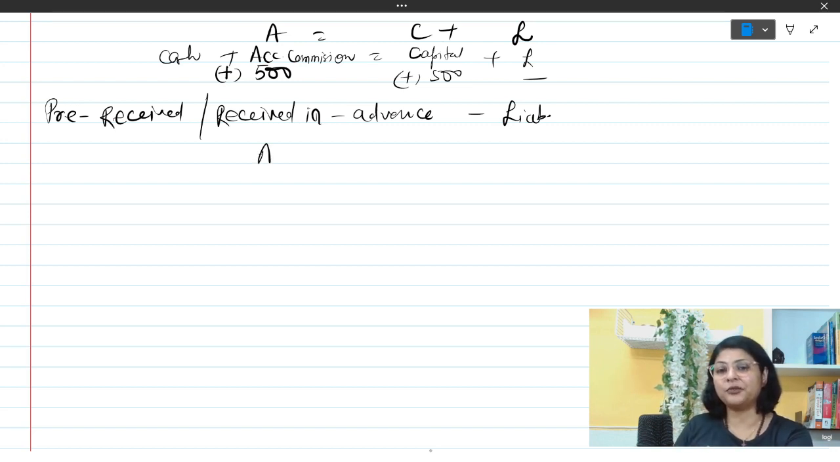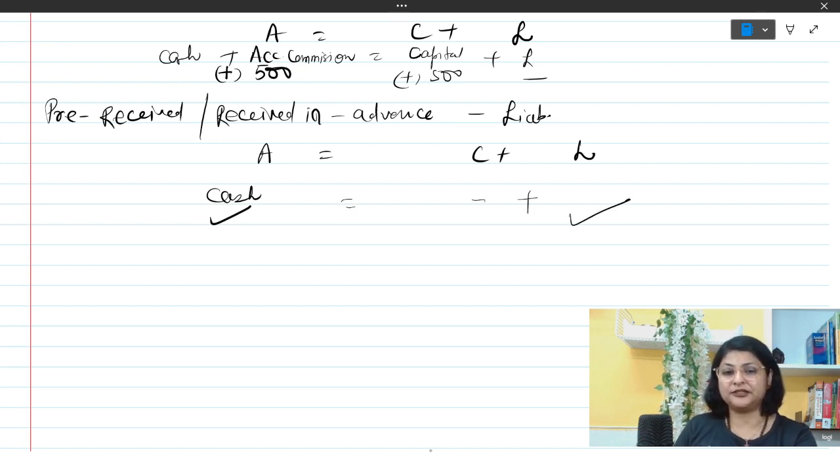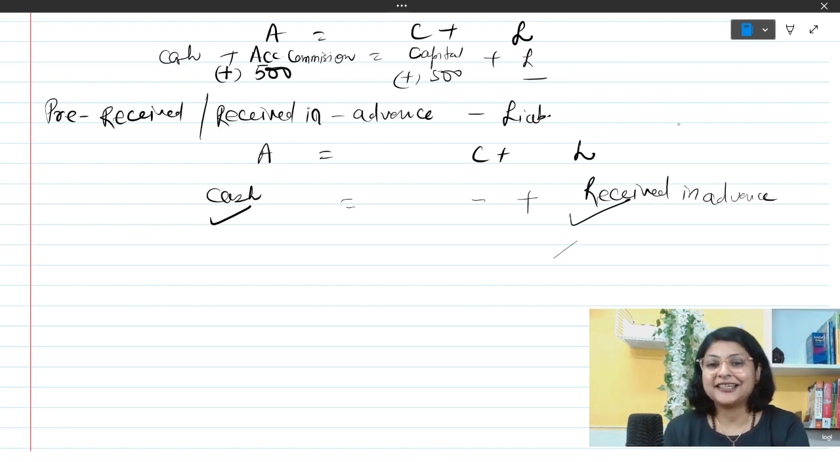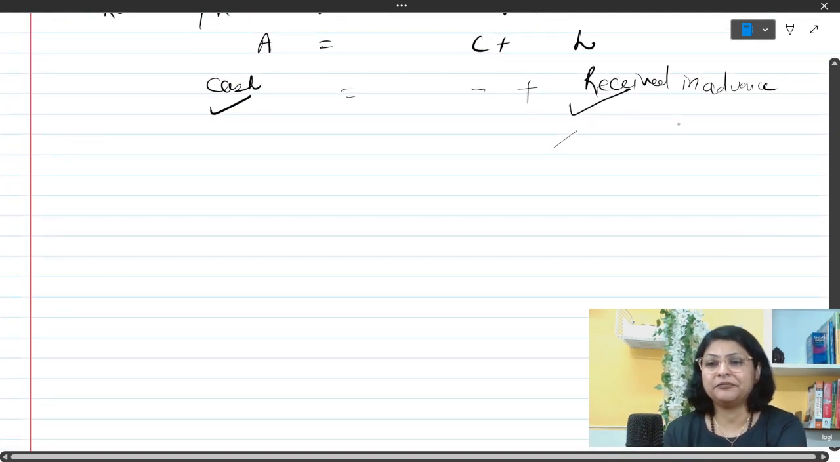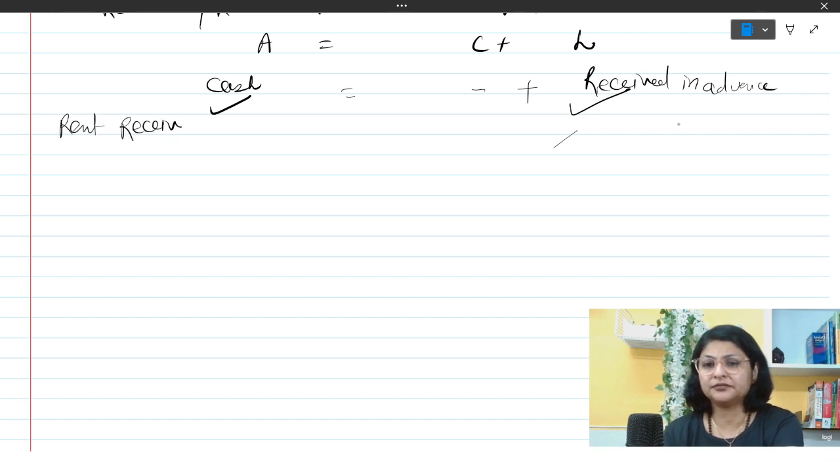So if you have not yet rendered the service and you have received the money, it will be considered as your liability. How are you going to make the treatment for this? Whatever amount you have received will be added in cash, and you are going to make a liability which is known as received in advance. Take an example for this as well. For example, rent received in advance.